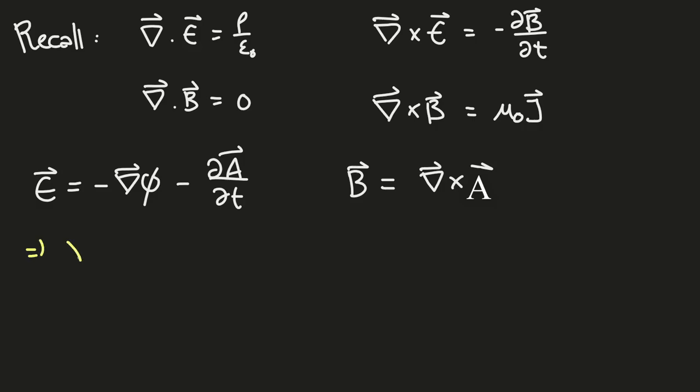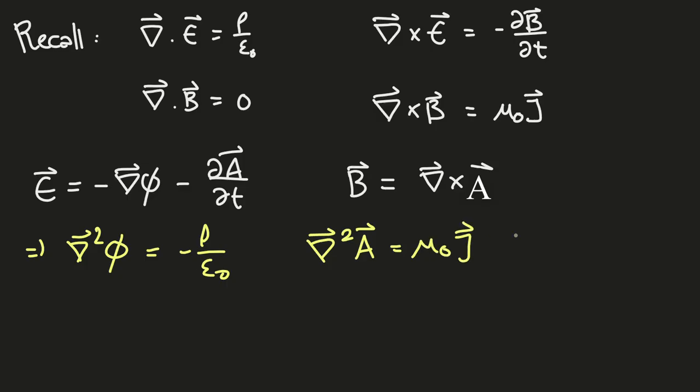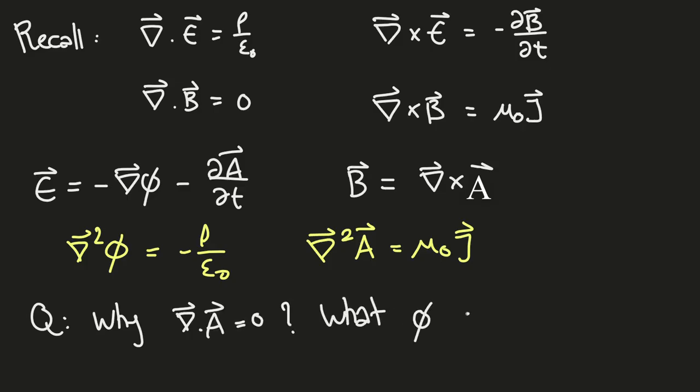So by the new definition of potentials, we will get this Poisson equation for the V and A vector fields here. And the question is, why do we choose nabla.A equals 0? Or, more fundamentally, what are V and A talking about?